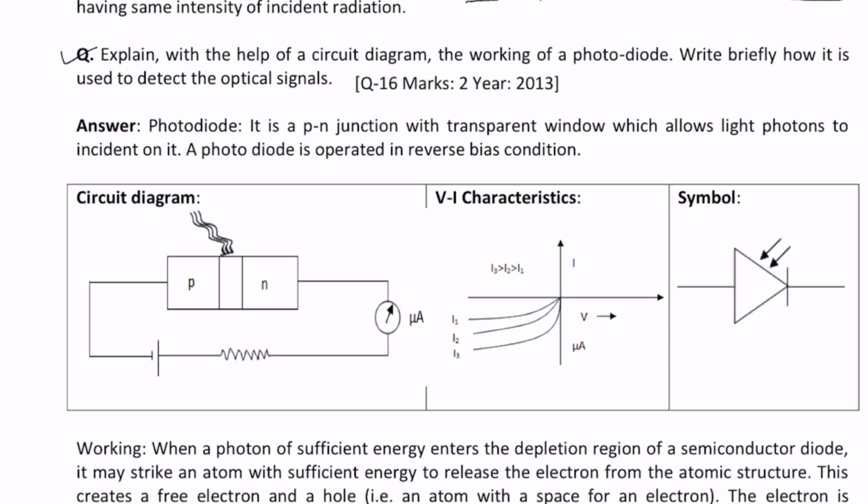Next question. Explain with the help of a circuit diagram the working of a photodiode. Write briefly how it is used to detect optical signals. Okay.